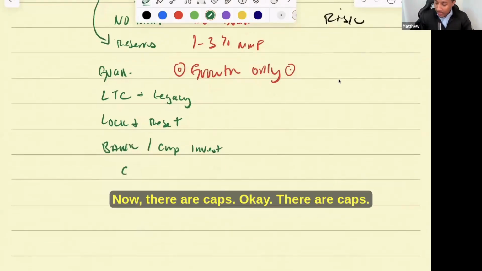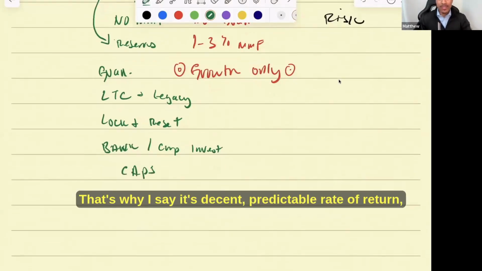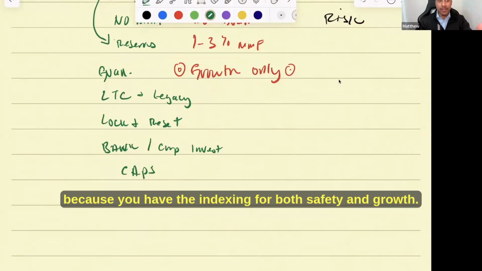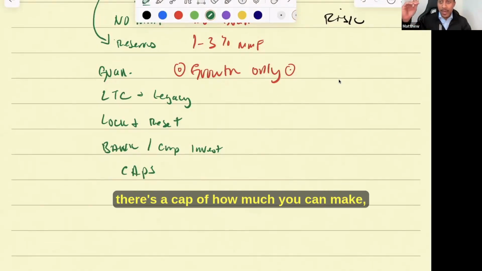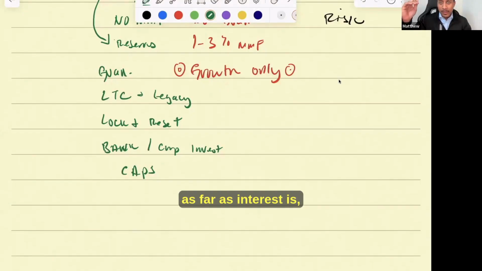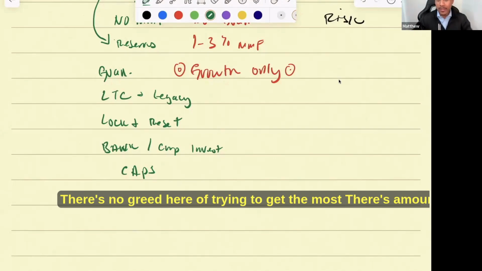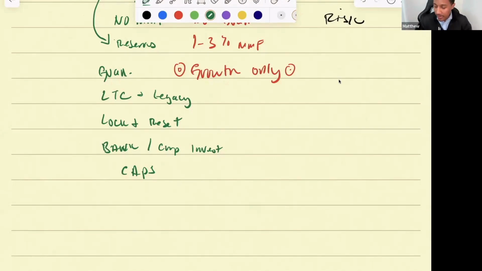Now there are caps, okay? That's why I say it's a decent, predictable rate of return, because you have the indexing for both safety and growth. To get the safety of no loss, there's a cap on how much you can make, even though what you can make as far as interest is good. There's no greed here of trying to get the most amount of rate of return.